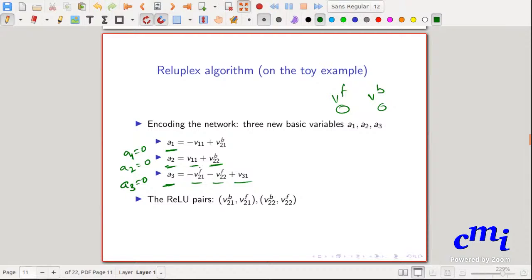Remember that there were two ReLU neurons, so therefore there are two ReLU pairs. The ReLU pairs are, there is a backward and forward of the neuron 21. Similarly, there is a backward and forward of neuron 22, and there is a constraint that relates these two, but I am not worried about this constraint right now, which essentially leaves, as Sir was saying, these variables unrestricted.